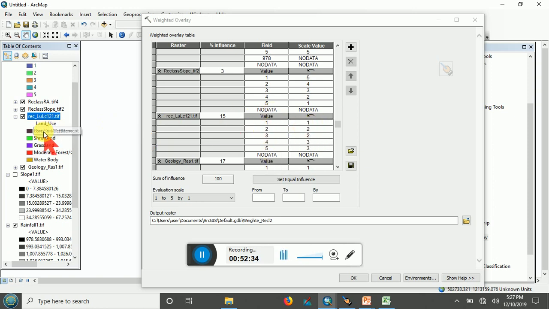So when you give a scale, I can give bare soil 1, that's okay, and for shrubland and grassland 2, it's okay, because you can assume that they have similar importance. And moderate forest, maybe you can give it a 4, and you can give water body, which is very important in this case, 5.